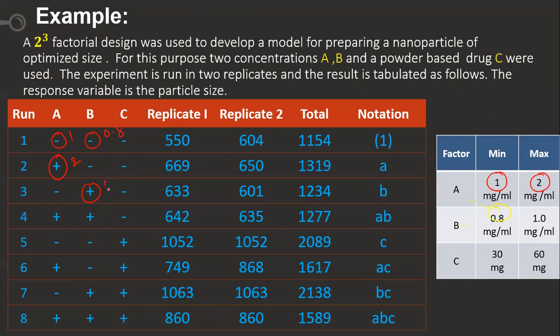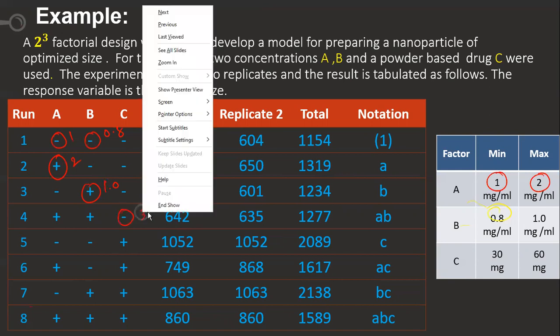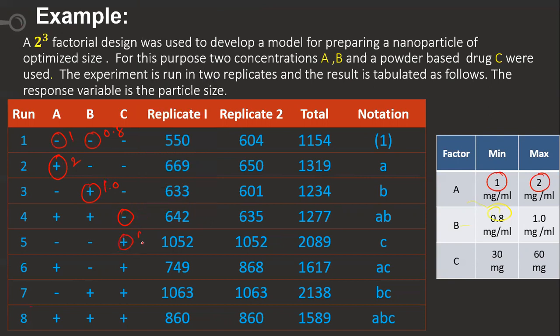Now for C, I'll go for a minimum of 30 mg and a maximum of 60 mg. So that's how I have done it. I got two replicates here. How to conduct a 2 cube factorial, we are going to see here now.